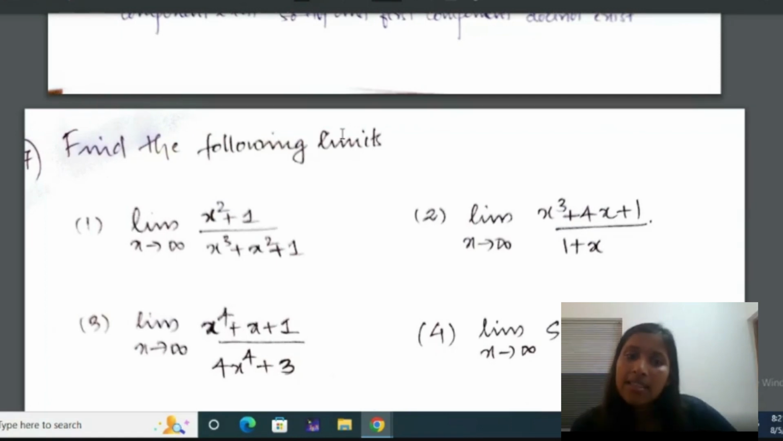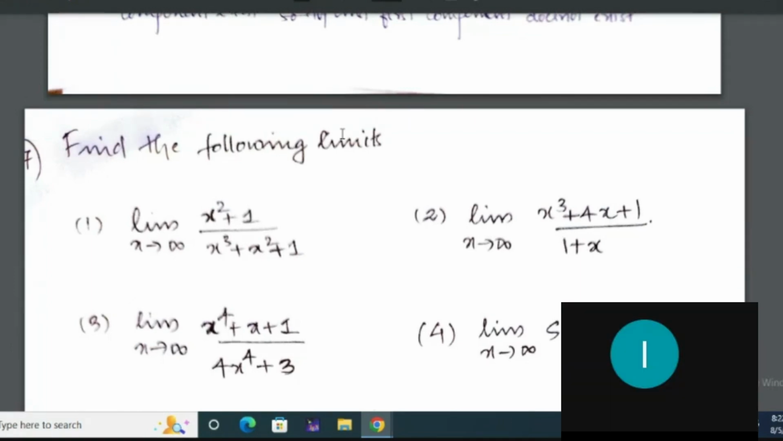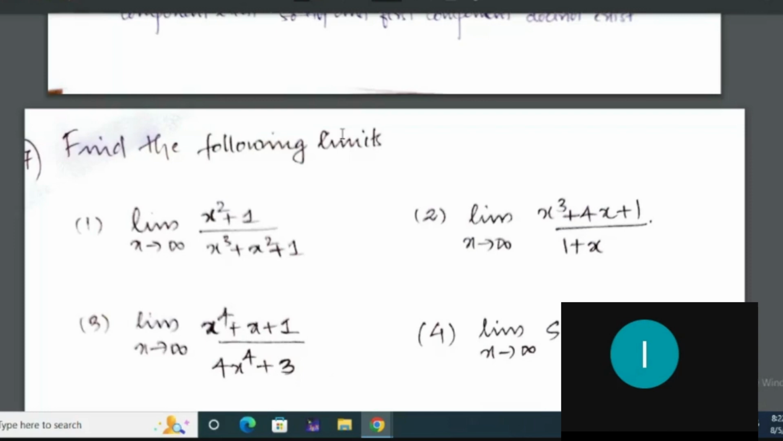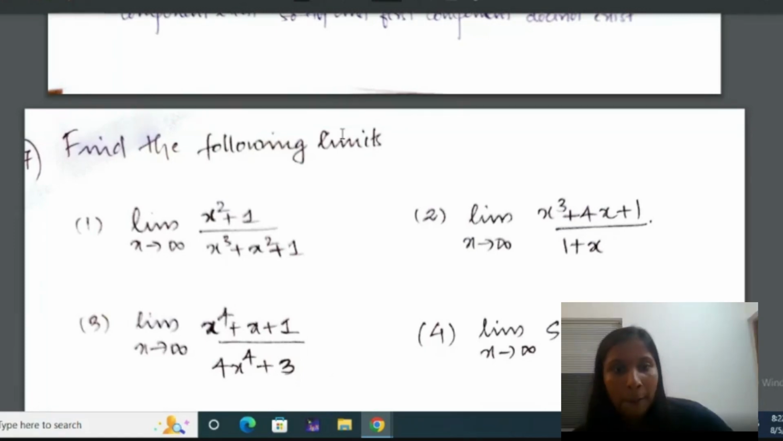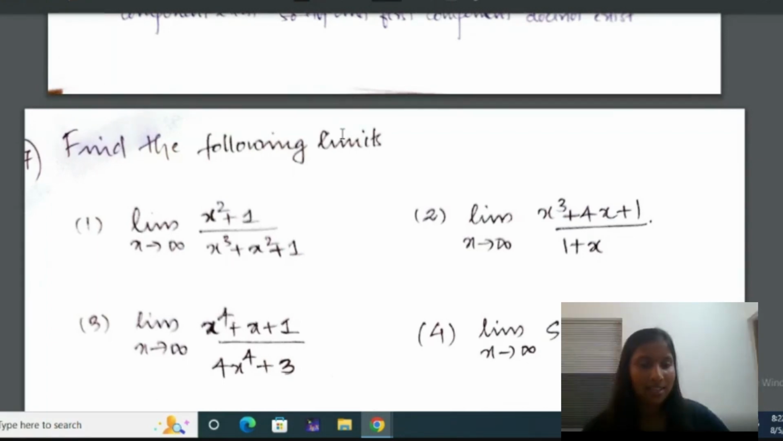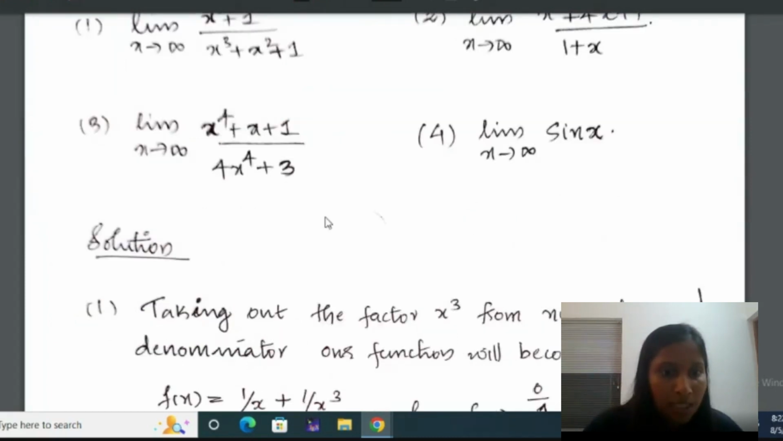Zero. Yeah, the first one, its answer is zero. The second one is infinity. And the third one, the answer for the third one? 1/4. Yeah, 1/4. And the fourth one? The oscillating one does not exist. Yeah, does not exist. So I will just show the solution for that.